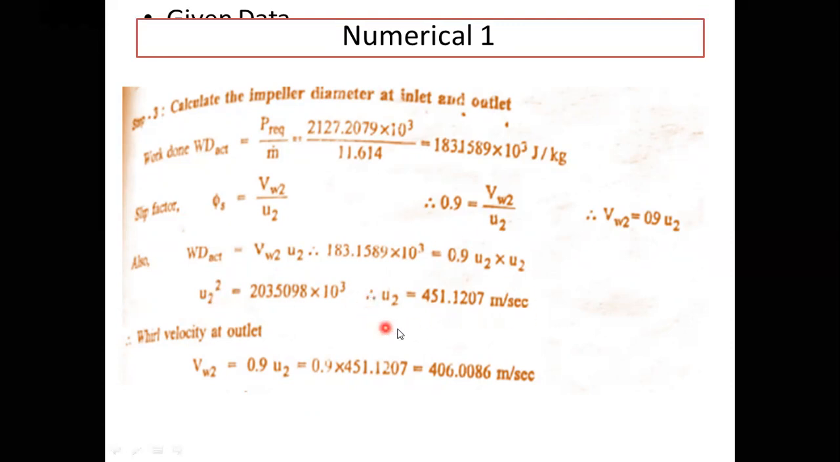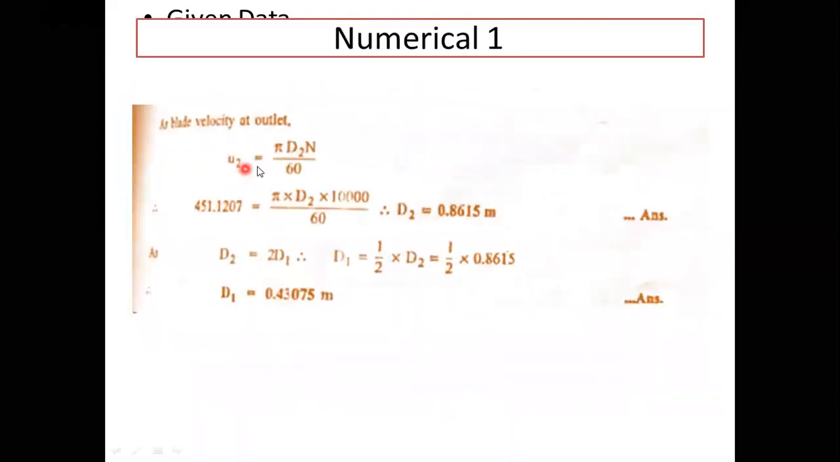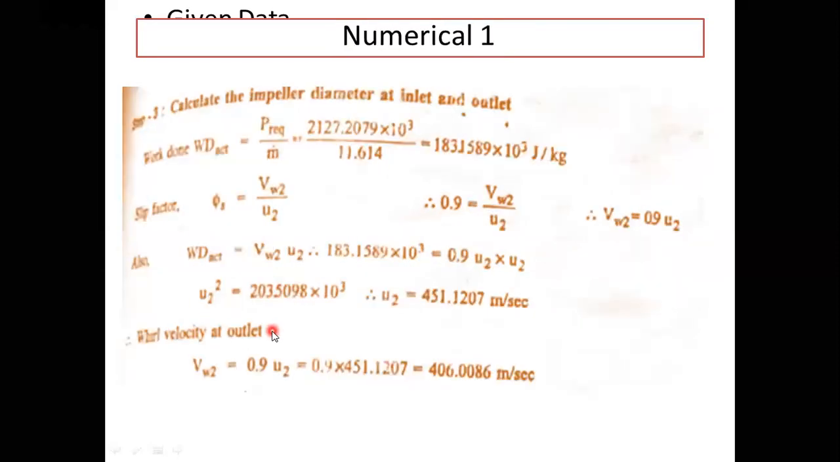Once you get U2, we can get the whirling component of the velocity also. Because we have to find the diameters, we have to find U2. Once you get U2, from this we can get D2. And we are given that the outer diameter is 2 times the inner diameter, so we'll get D1 also. This is the procedure for calculating the impeller diameter at inlet and outlet.